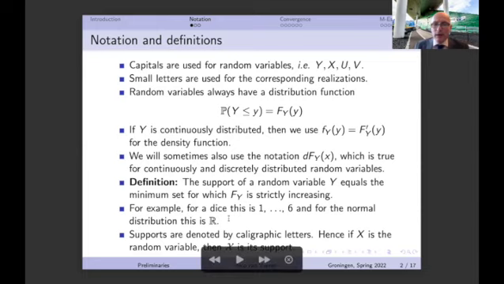So for example, at the moment that somebody throws a dice, with the dice we can only throw 1, 2, 3, 4, 5, or 6. So that means that that's also going to be our support.